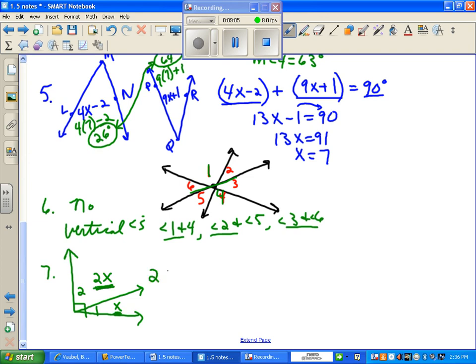So add them up. 2x plus x equals 90. The two angles are complementary, so they equal 90. Combine your like terms and divide, and x equals 30. Go back and substitute. You have a 30. If you double that, you're going to get a 60. So an angle has its complement that is twice that angle. So those are your two solutions, and that's the end of part 2 and of section 1.5. The end.